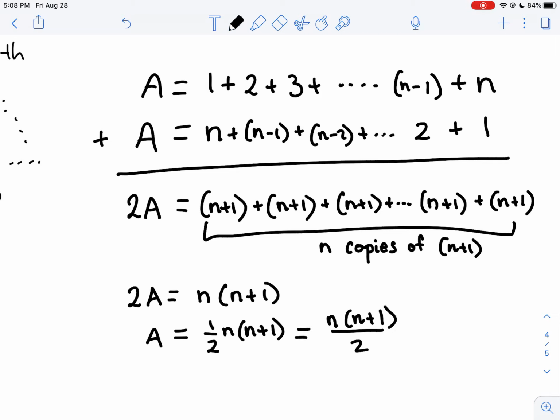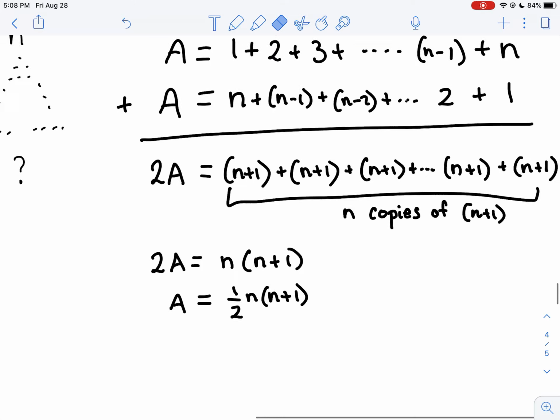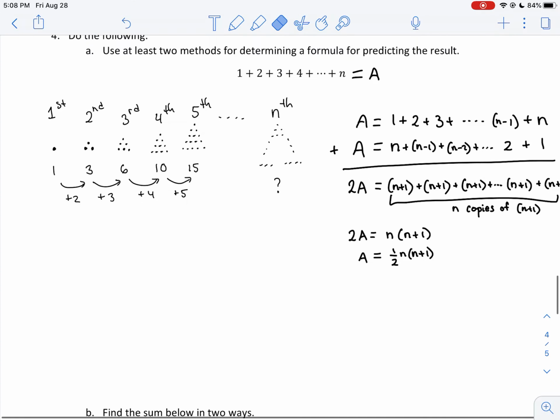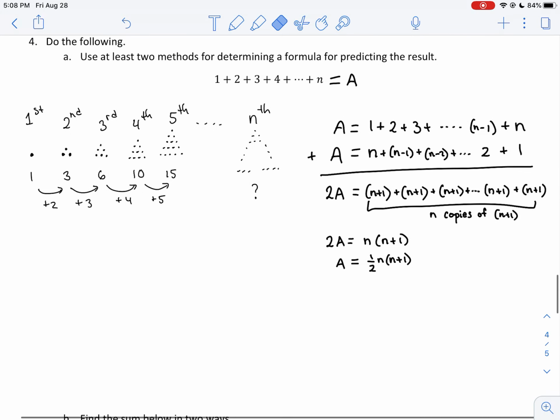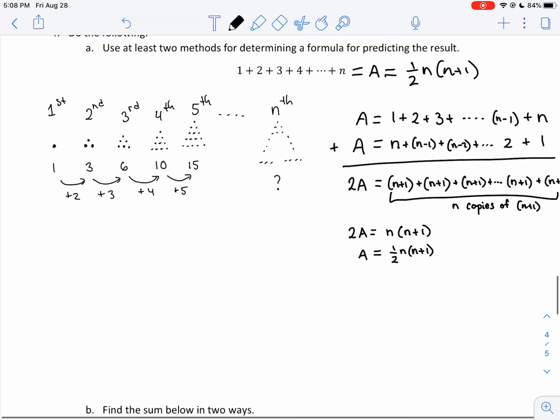So these are saying the same thing. You do n times n plus 1 and then divide it by 2, or you do 1/2 of the product of n and n plus 1. So just be comfortable with that. I'm going to leave the first one only. I call this an algebraic approach for determining that when I add these numbers together, I do in fact get 1/2 of n times n plus 1.